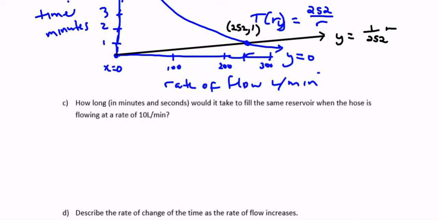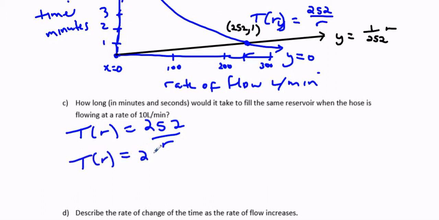How long in minutes and seconds would it take to fill the same reservoir when the hose is flowing at a rate of 10 liters per minute? Well, we know our equation was T of R equals 252 over R. And that 252 does not change because the rate of flow has changed. What's going to compensate is the time, right? The time will change. So T of R is equal to 252 divided by the rate, which is 10. So T of R is 25.2 minutes.